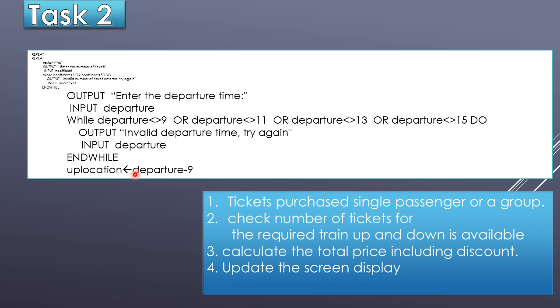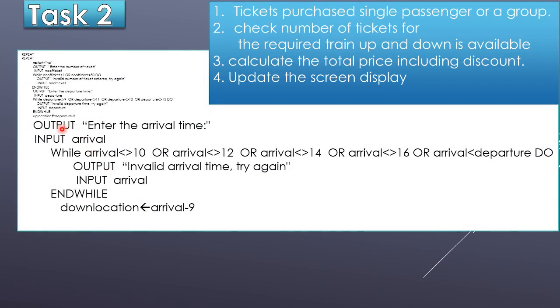For that we need the location update, so we do that here, and after that it again asks for the arrival time, input arrival. The passenger can give any of four values which are valid: 10, 12, 14 and 16, and the arrival time must also be greater than the departure time. That means the arrival is the return time. The return time must always be greater than the departure time.